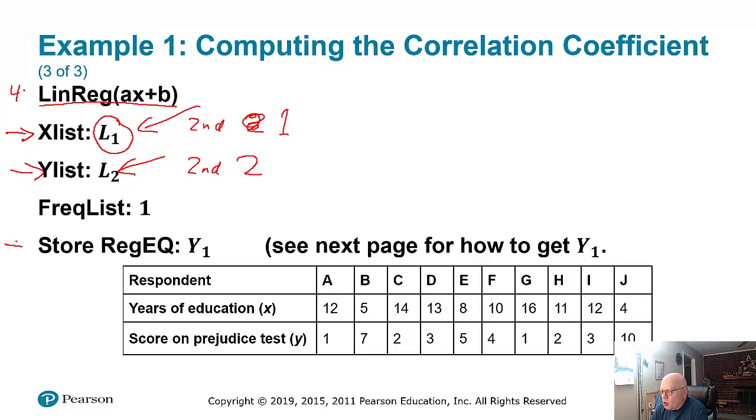Last line, store regression equation. Now you don't have to put something there, but if you're going to use this answer for any work, this is a big help, because this will actually write the equation for you. Not on your paper, but it will on the screen. So on the next screen, the next page, I'm going to show you how to get that Y sub 1 there. There wasn't room on the screen. Okay, so you've got L1 there, L2 there. How do you get that Y sub 1 in this spot?